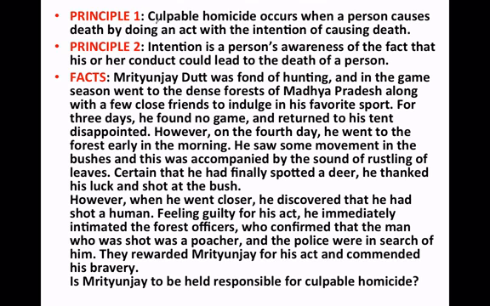Coming to our next case, there are two principles in this scenario. The first principle says that culpable homicide occurs when a person causes death by doing an act with the intention of causing death. First of all, what do these words mean? Culpable means punishable and homicide means murder. So it means that punishable murder occurs when a person causes a death by his acts, okay, with the intention of causing death. This is very important. This is the word which you need to pay attention to, with the intention.